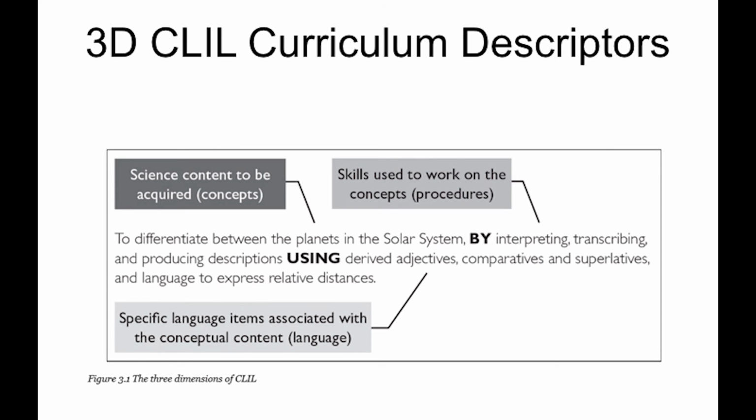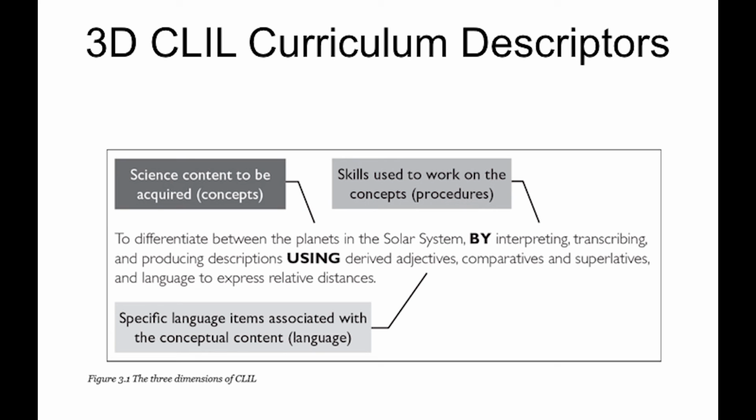And we can place that within our three dimensions and within a curriculum document context by asking, what would a three-dimensional CLIL curriculum descriptor look like? Well, it would pay attention to these three aspects. It would have a look at concepts needed for differentiating between planets in the solar system. It would have a look at what language is involved in describing the characteristics of these planets.